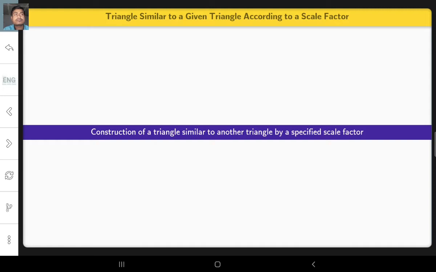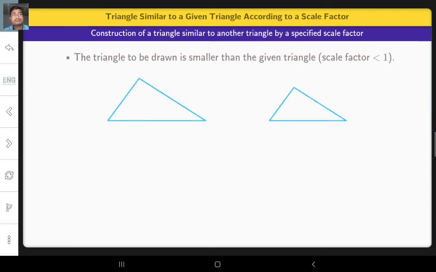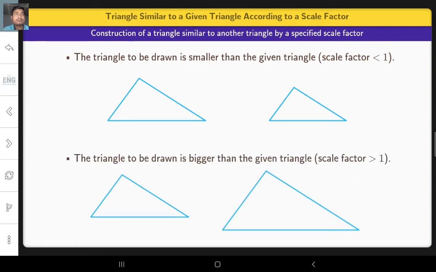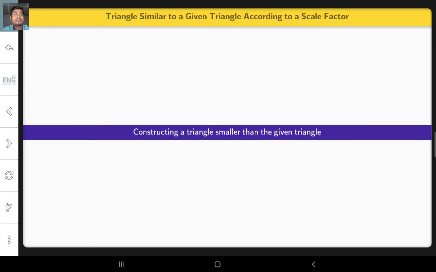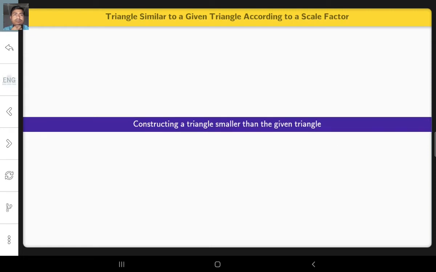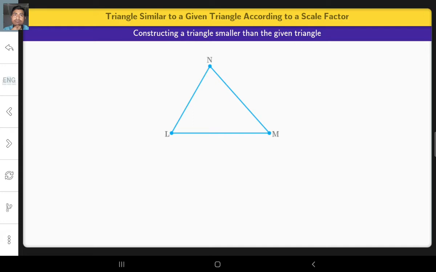There are two possibilities when constructing a triangle similar to a given triangle. Either the triangle to be drawn is smaller than the given triangle, that is, the scale factor is less than 1, or the triangle to be drawn is bigger than the given triangle, that is, the scale factor is greater than 1. Constructing a triangle smaller than the given triangle. Let's construct a triangle similar to the given triangle LMN with scale factor m by n, where m is less than n.